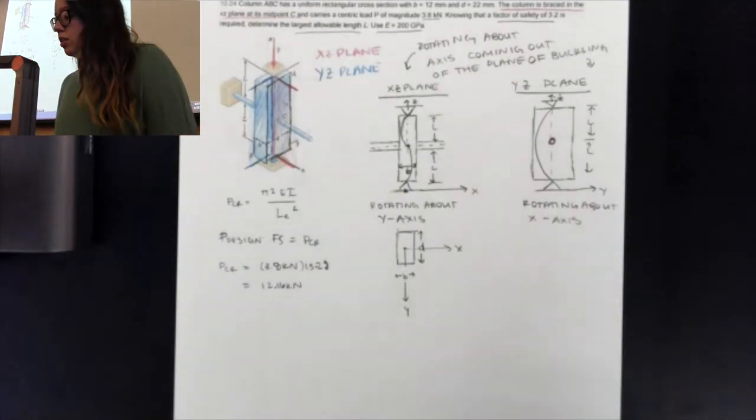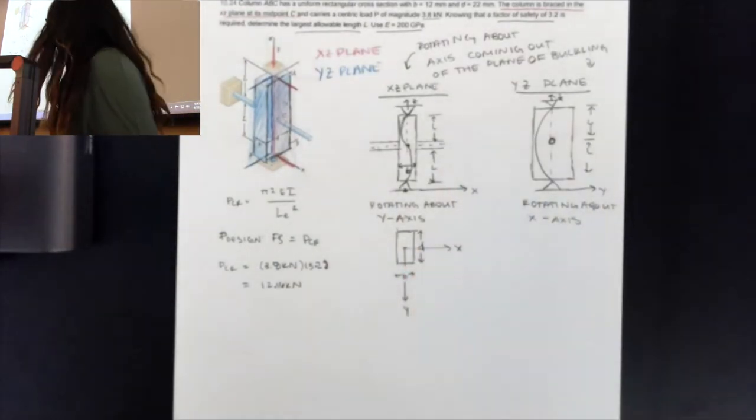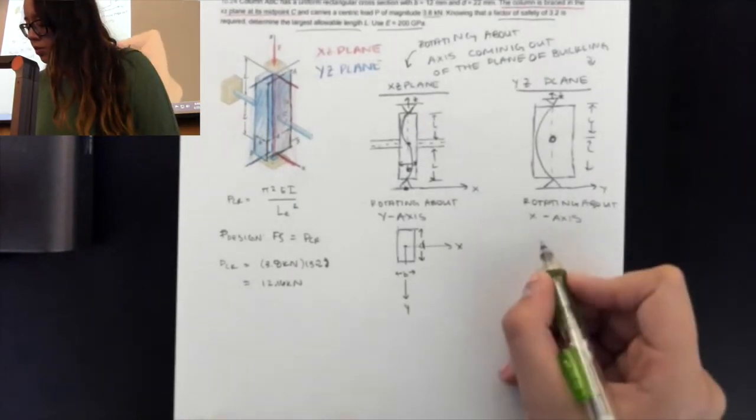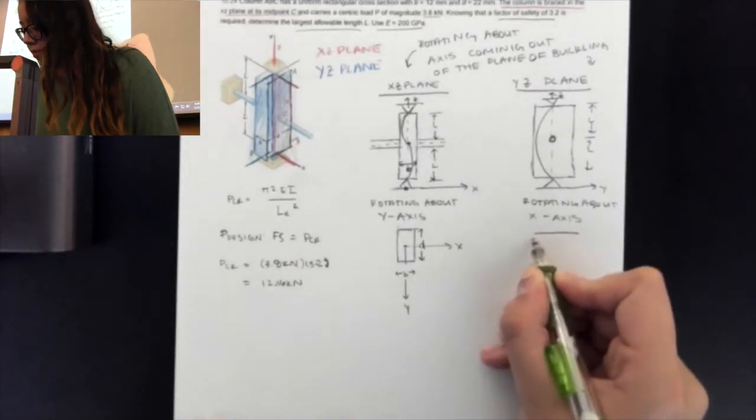Okay? All right. So we know which axis it's rotating about. So now we can figure out what our I is. Okay, so I'm going to draw my cross section for this one as well. Same way we did before.